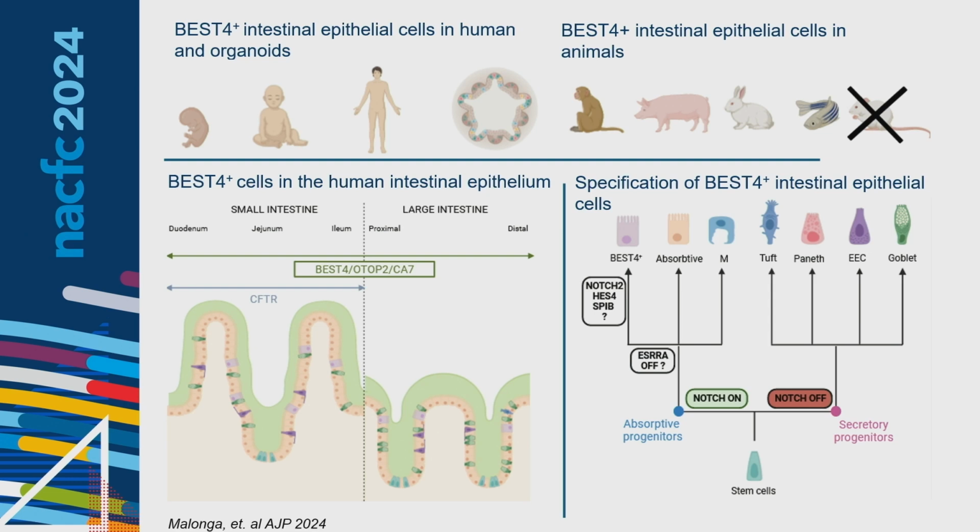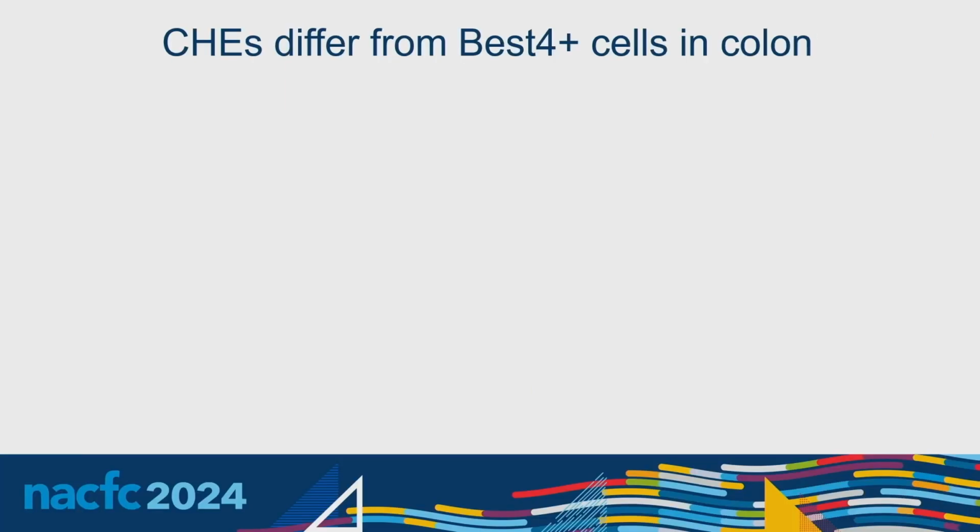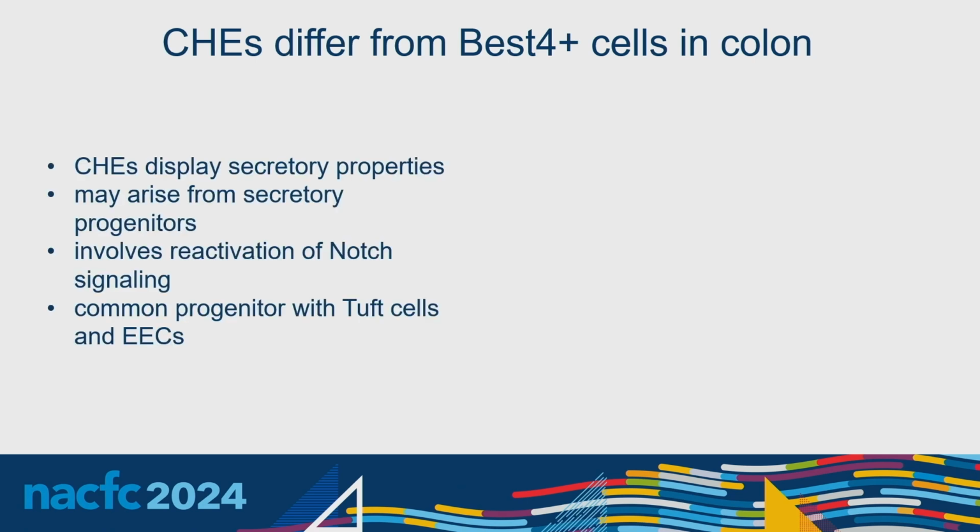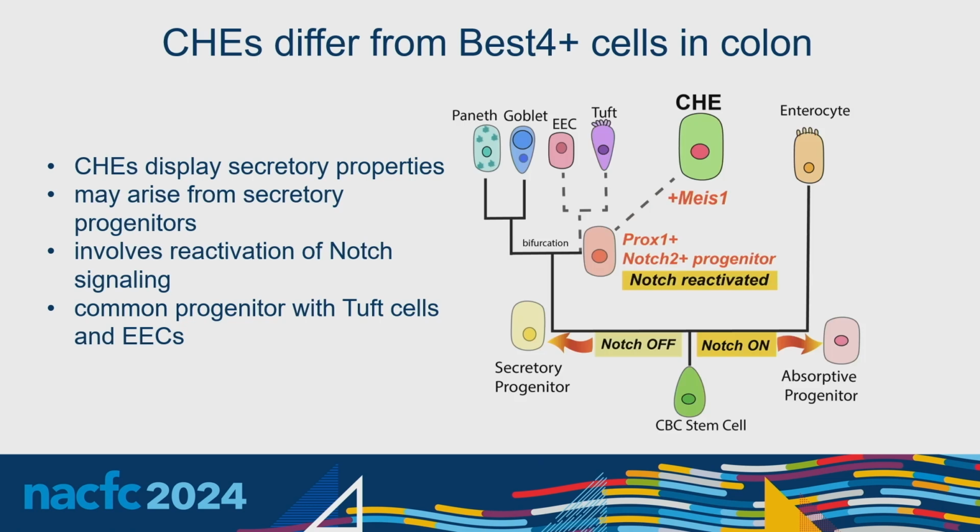And the studies of the specification of the BEST4 cells in the colon suggest that they're regulated by NOTCH, like ionocytes, but they come from absorptive progenitors. So we've been doing some work with a geneticist at Yale in collaboration to try to understand the specification of the cells in the rat. And in addition to what I've published, what we are finding is that these cells are regulated by NOTCH, but they appear to come from secretory progenitors. And importantly, they share a secretory progenitor with tuft cells and enteroendocrine cells. And we currently have a paper under review on this.